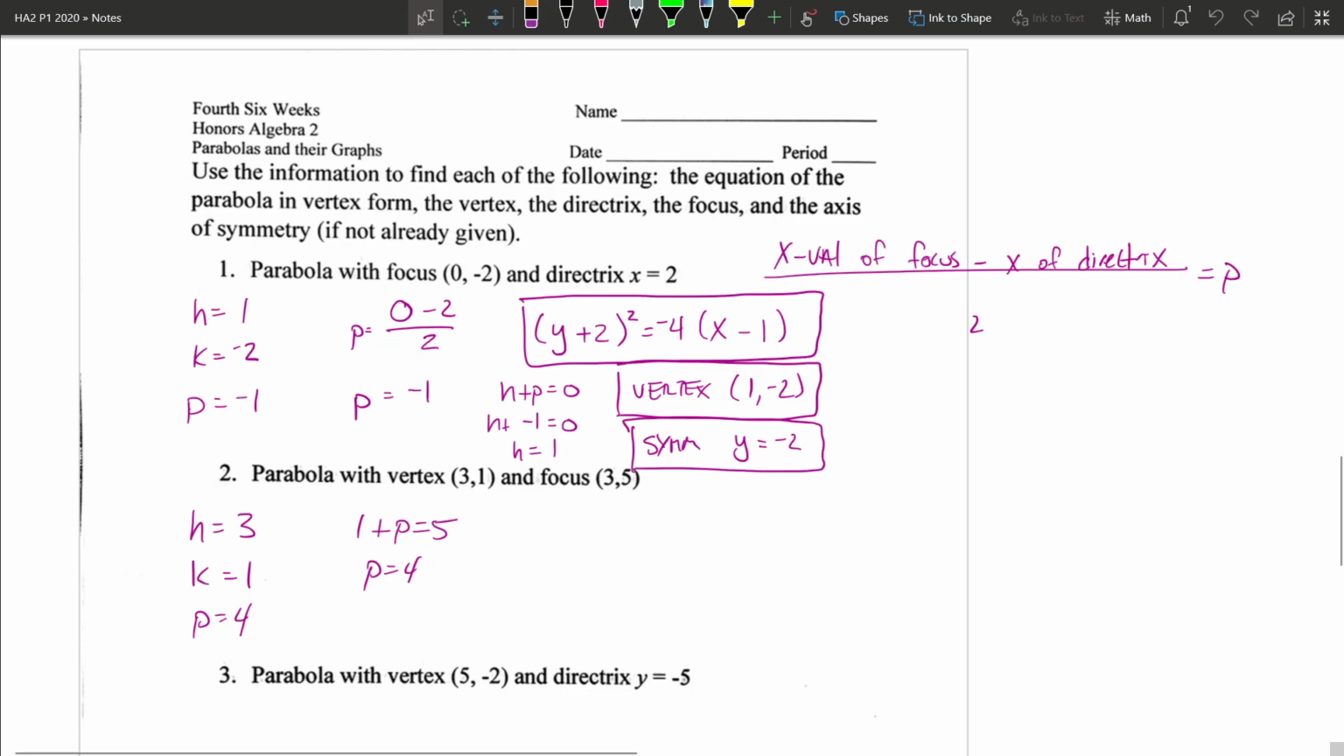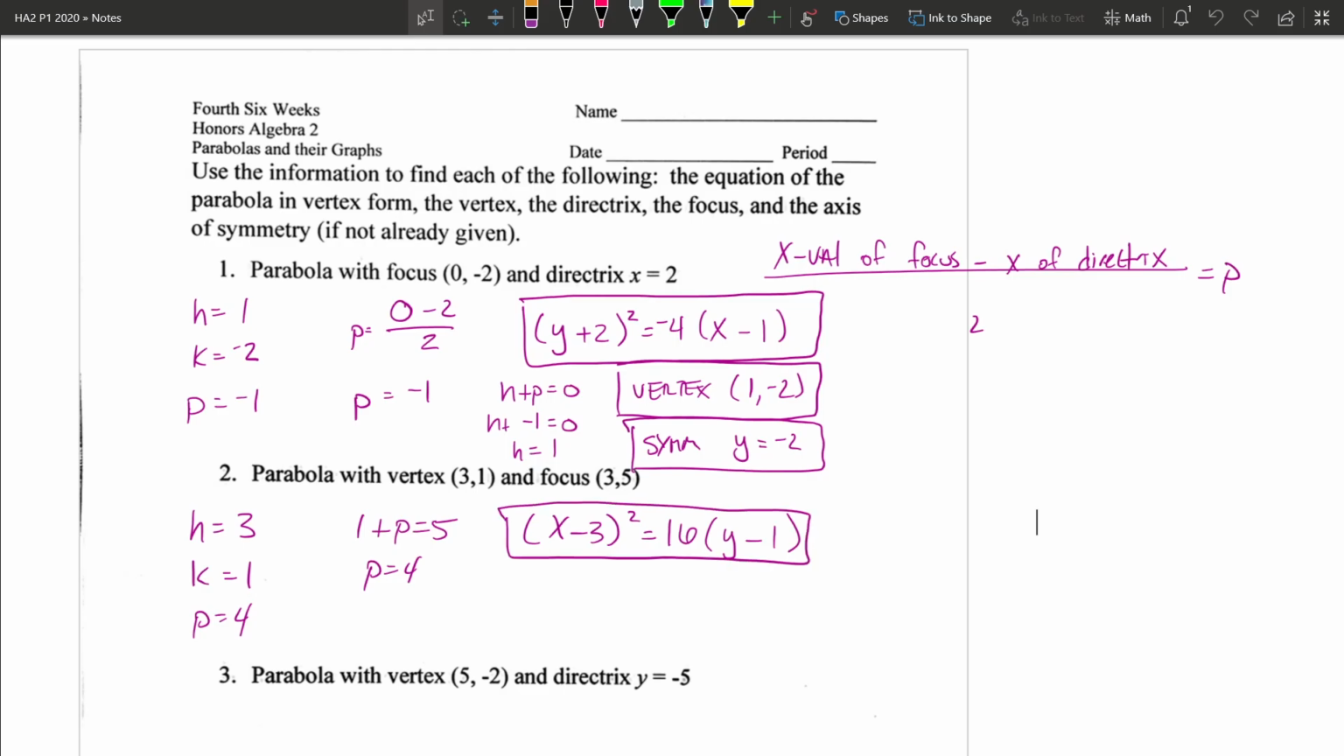So what I'm going to do is start off with the equation. So this one should be (x minus 3) squared equals 4 times our p-value. So 4 times 4 is 16. And then y minus k, so y minus 1. So here's our equation. Done. What's the next thing it wants?